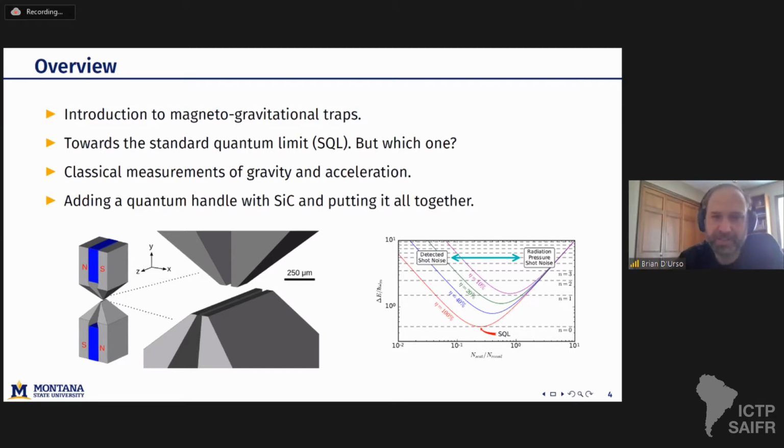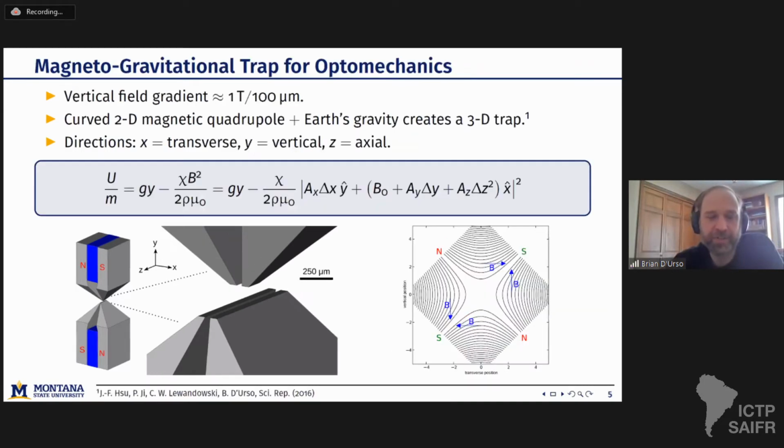So let me start with the introduction to the traps. So this is the kind of trap we use. We call it a magneto-gravitational trap. It uses a magnetic quadrupole field to levitate the particles with a field gradient of about a Tesla per 100 microns. So it's a pretty strong field gradient made with permanent magnets. We just use samarium cobalt magnets, as well as some ferromagnetic pole pieces. We typically use an alloy for the pole pieces called Hyperco 50, which has the highest saturation magnetization available in a commercially produced alloy.